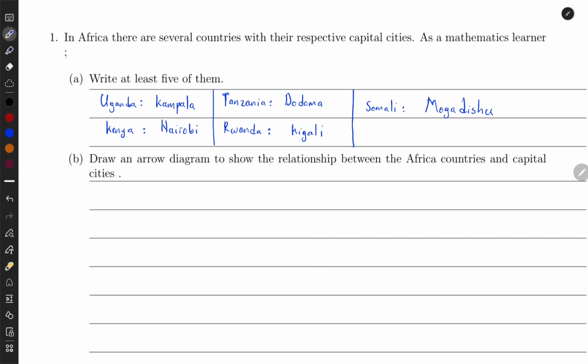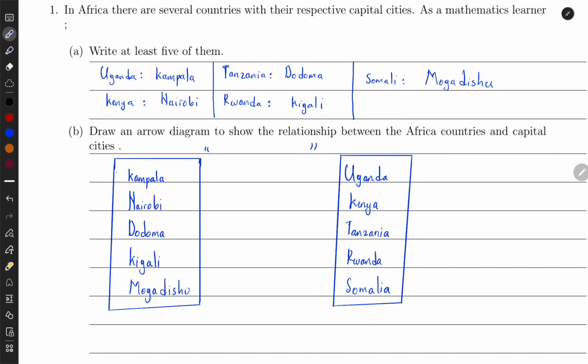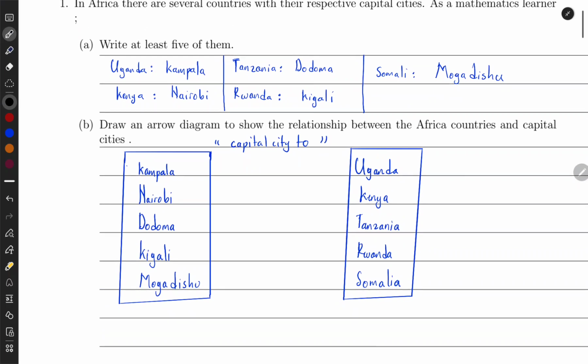So you're asked to draw an arrow diagram showing the relationship between African countries and their capital cities. The arrow diagram is basically trying to show a domain and the range with the relation that relates the two. So we can show you. Okay, so after drawing our tables, we write our relation that relates the two. We should be grammatically correct. Let's say capital city of. Something like that. Then I can try to draw a mapping.